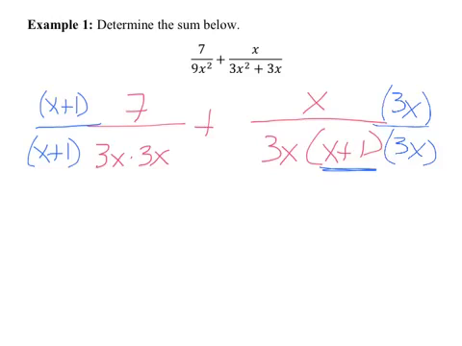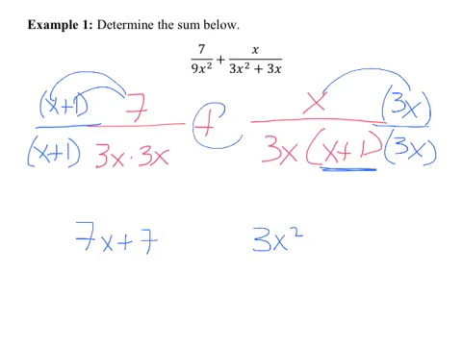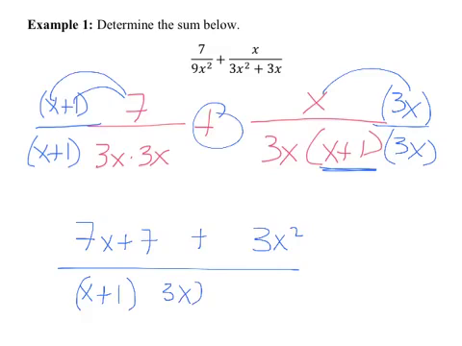Now we'll take a look. The numerators we can multiply out, so distribute the 7. It becomes 7x plus 7. Over here, 3x times x is 3x squared. This plus sign carries down. And now that there's a common denominator, we're done with the denominators. We can just write it once. We don't have to do any more work. And there's the common denominator.